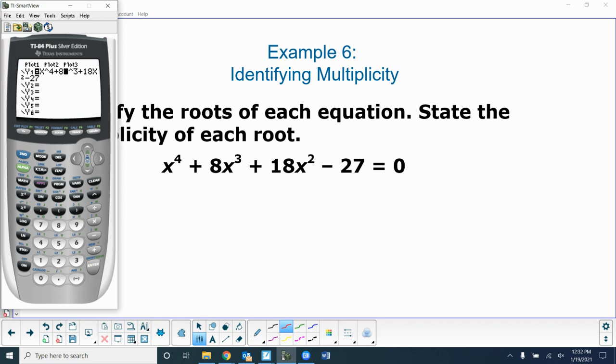Right, so x to the fourth, 8x cubed plus 18x squared minus 20. I got it right now. So how many zeros should I see? 4. Yeah, 4. Sometimes I don't see them all. That's okay.